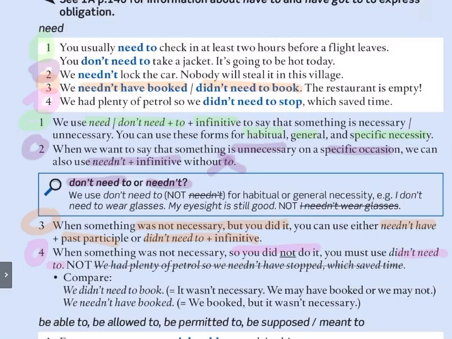We had plenty of petrol, so we needn't have stopped, which saved time. Claro, porque si digo we needn't have stopped, sí que paramos. Hicimos algo que no hacía falta hacer.